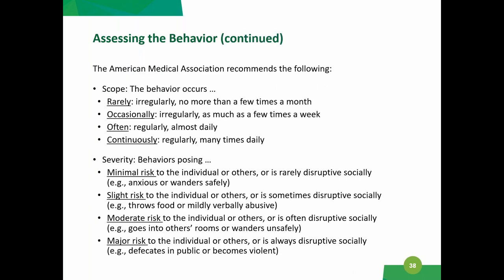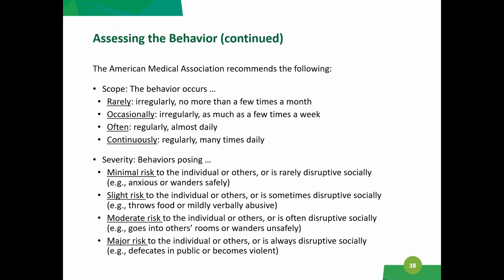So here we go, what's the scope? The behavior occurs, and this is how often. It occurs either rarely, which is irregularly, and no more than a few times a month. Occasionally, it's still irregularly, as much as a few times a week. Often, regularly occurring, almost daily. And continuously, it's regularly many times a day.